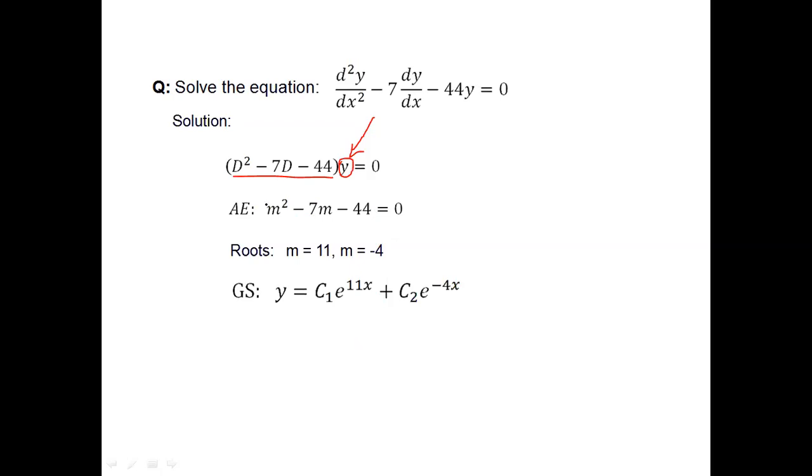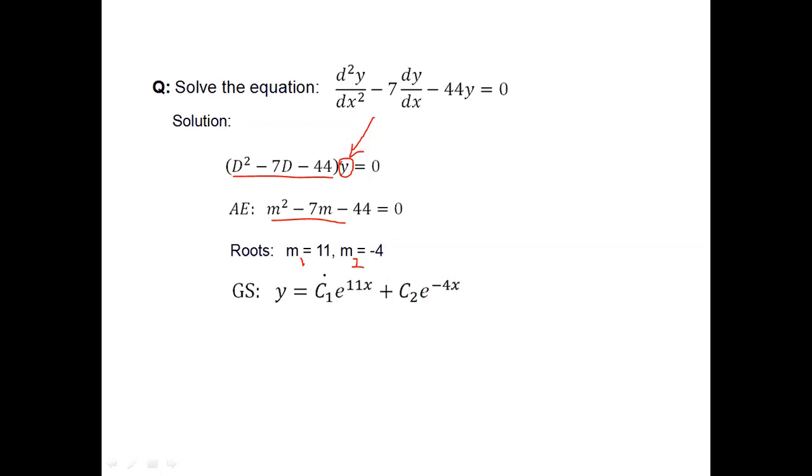So the roots of this equation, you can use different methods to solve the quadratic. The roots for this equation are m1 is equal to 11 and m2 is equal to -4. So the general solution then gives us y equals c1e raised to the power 11x plus c2e raised to the power -4x, where c1 and c2 are constants.